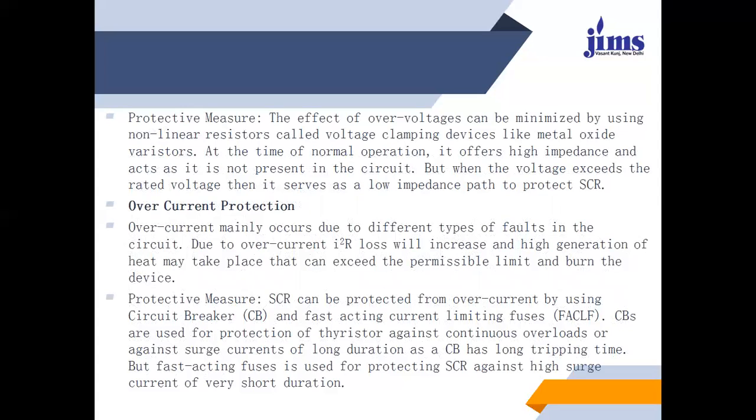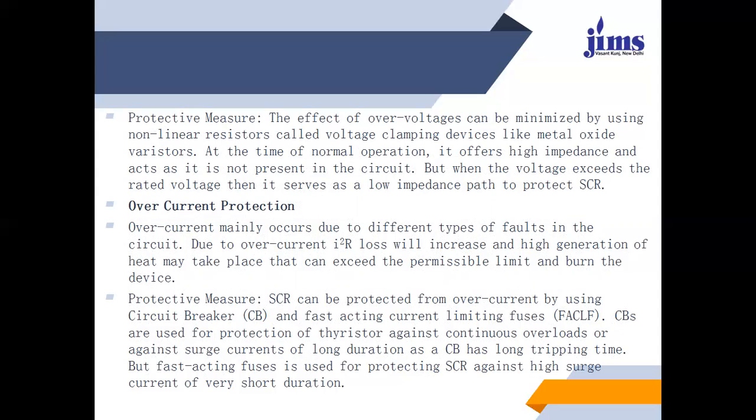Next is the overcurrent protection. Overcurrent mainly occurs due to different types of faults in the circuit. Due to overcurrent, I square R loss will increase and high generation of heat may take place that can exceed the permissible limit and burn the device. The protective measures we apply: an SCR can be protected from overcurrent by using circuit breakers and fast acting current limiting fuses.